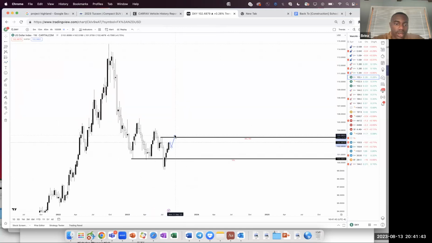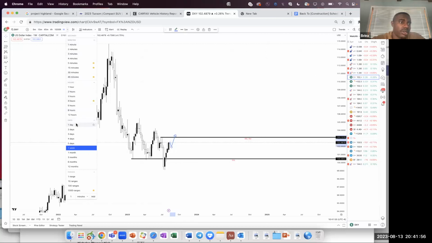It might not go that high, but this is our overall target. This is what we're aiming for. This is what we're hoping to play out over the next week or couple of weeks until this area of liquidity is taken. So I'm going to be bullish on the US dollar.